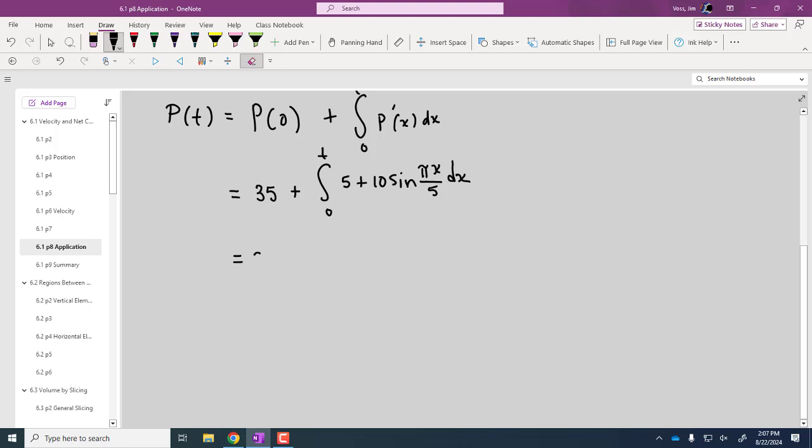So then, we know how to integrate 5. Integrating a constant just integrates to the constant times the independent variable, so that's going to be 5x. Now we have to integrate this sine business. And notice that the angle is linear. Right? That's a linear function of x. We have a constant, pi over 5, multiplied by x, mx plus b, b is 0.